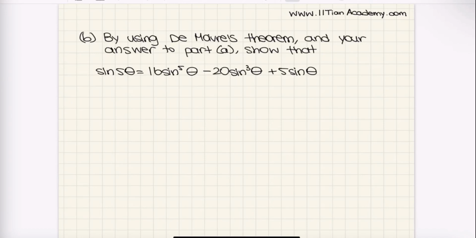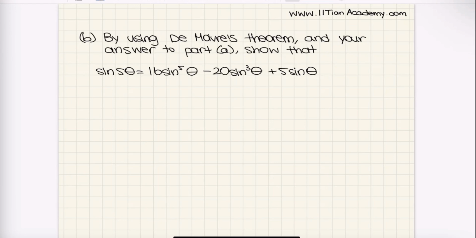By using de Moivre's theorem and your answer to part A, show that sine 5 theta is equal to 16 sine to the power of 5 theta minus 20 sine to the power of 3 theta plus 5 sine theta. All right, so let's do that. So the first thing we need to do is equate these two things, right?